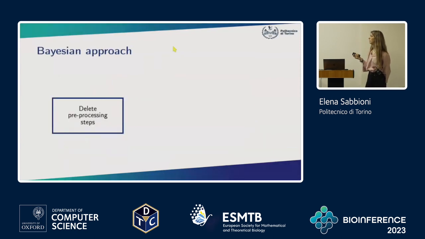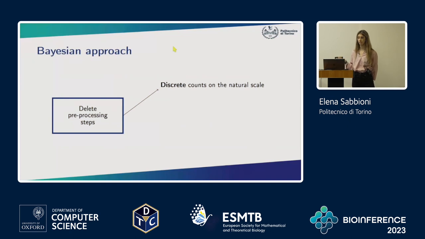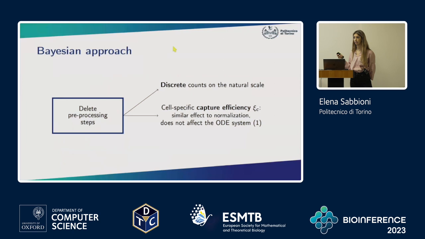So in our model, we delete the preprocessing steps that we find in scVelo. So we work with discrete counts, and we do not normalize the data as in scVelo, but we introduce a cell-specific capture efficiency parameter that has a similar effect to the normalization, but it does not affect the ODE system as the normalization procedure does. And additionally, we do not pool or smooth the data as in scVelo.